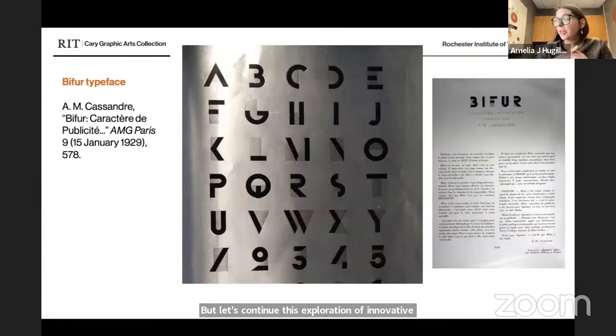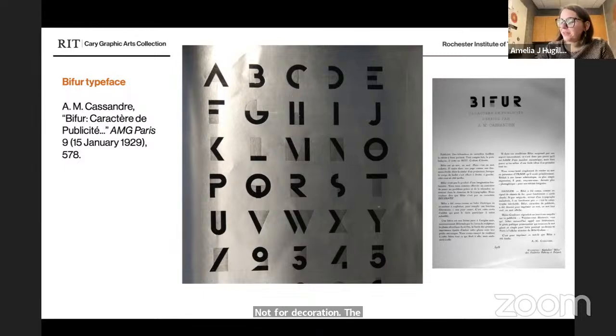First off, AMG debuted the newest typefaces from the foundry. This is the landmark collaboration between AM Cassandra and Charles Peignot to create Le Bifur, or Bifur, the quintessential Art Deco typeface. Think of the shiny geometry of the Chrysler Building. This dazzling specimen is printed on metallic paper and accompanied by a kind of design manifesto by Cassandra in the magazine. Cassandra wrote, "Bifur was conceived like an electric shock or a motor explosion to fill a specific purpose, not for decoration."